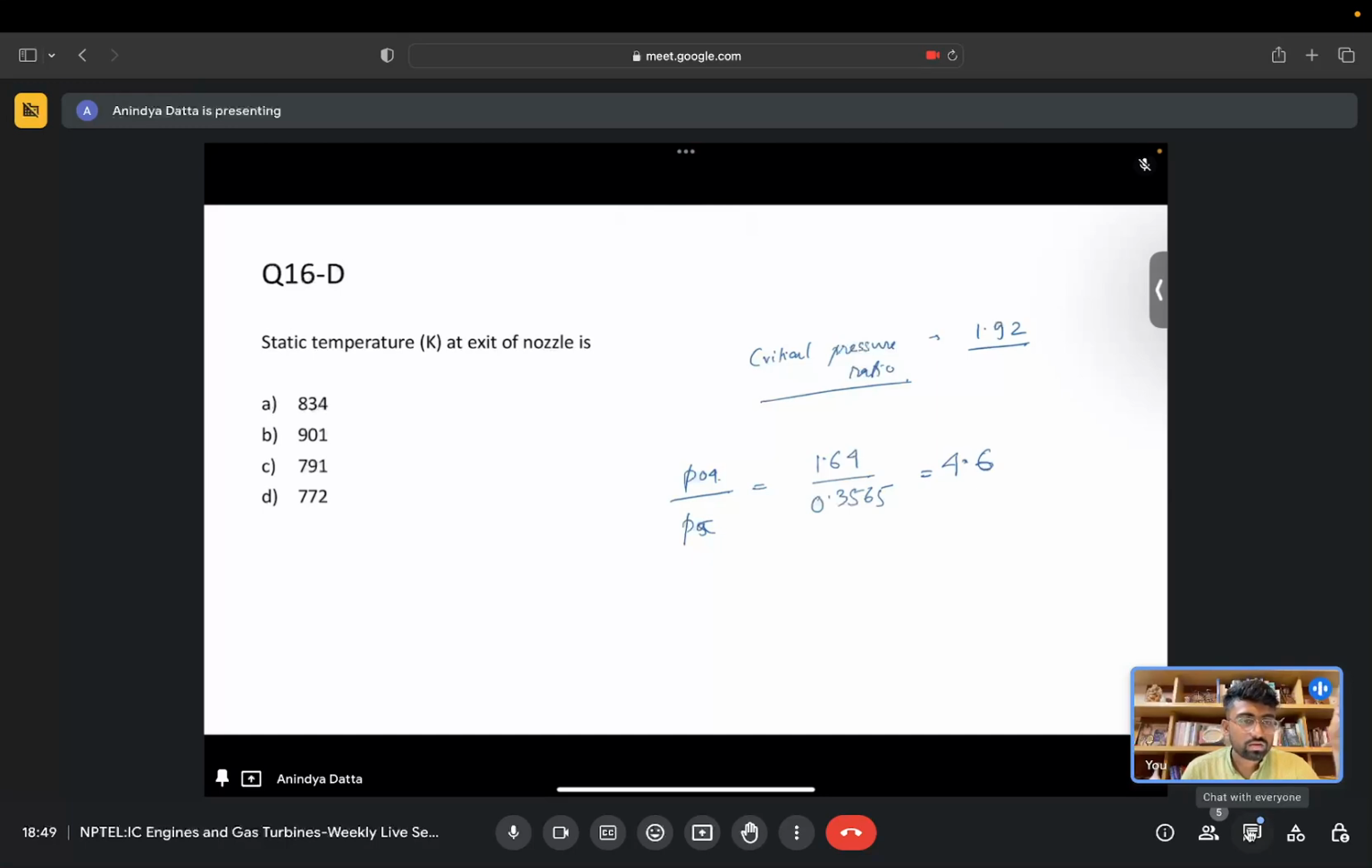Okay, so if we want to expand the gases to the ambient pressure, the pressure ratio is 4.6, but the nozzle that is available, the nozzle of given isentropic efficiency, cannot allow that. That means the pressure ratio across the nozzle can only be a maximum of 1.92, which means P04 by P5 will be equal to 1.92. Is it clear what I am saying, or do you want me to repeat?